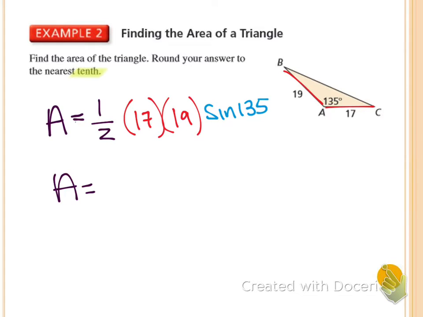What do we get? 114.2. And then it is area. So we'd say units squared or squared units.